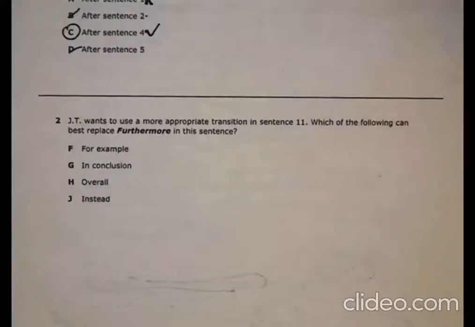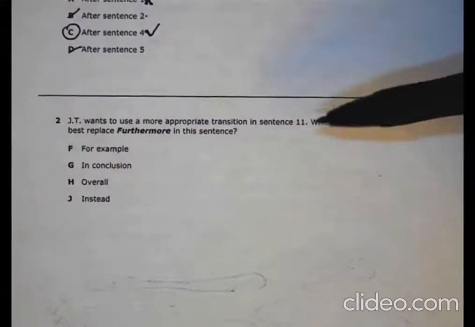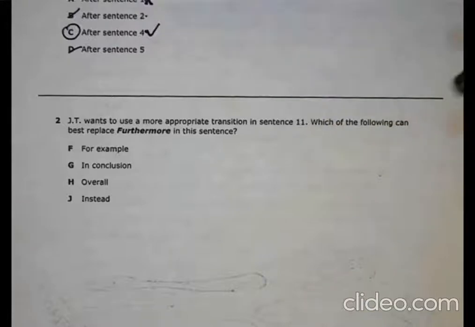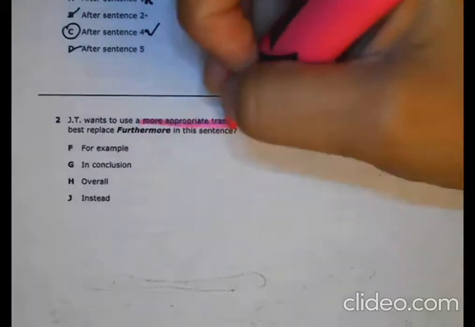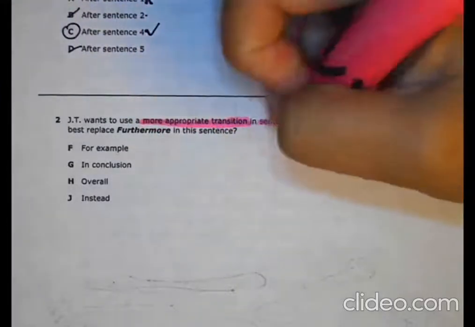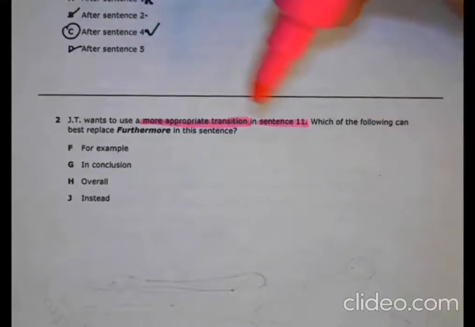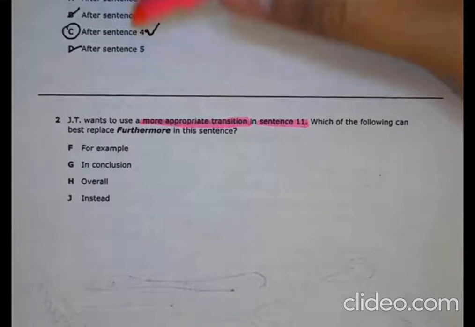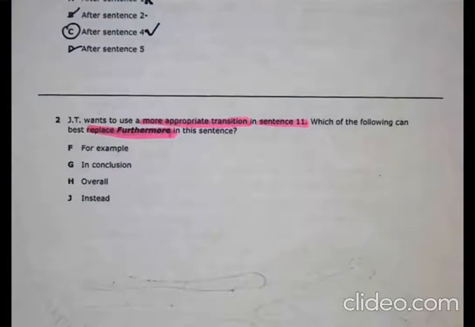Number 2 says, JT wants to use a more appropriate transition in sentence 11. Which of the following can best replace furthermore in this sentence? All right. So they're saying we need a more appropriate transition for sentence 11. If they're saying they need a more appropriate one, that means that the one that we have already doesn't work. So we're trying to replace furthermore. Okay? The keyword here is replace.